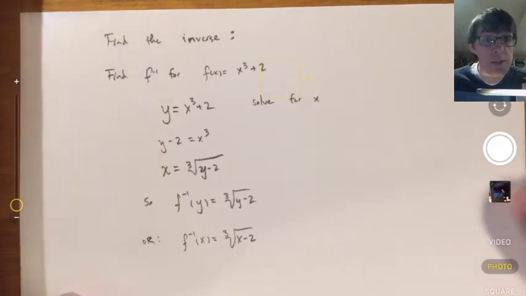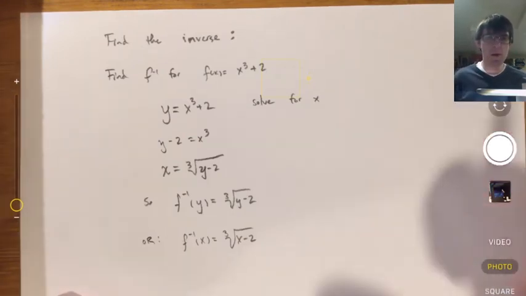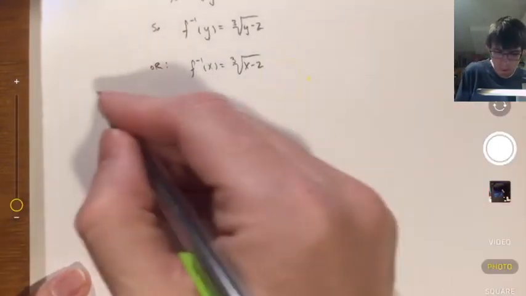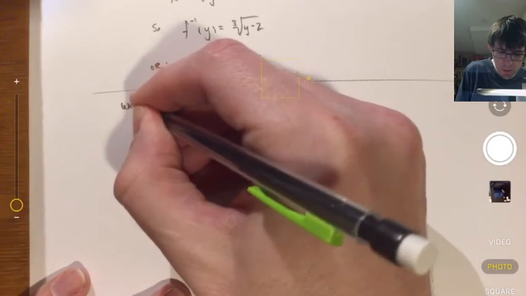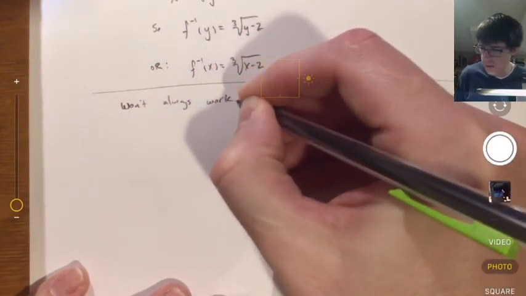Oh, I want to say this procedure here doesn't always work. This was kind of a simple example. You have to take the cube root, but it's not so bad. I will just say this won't always work. For example, here's one where it doesn't work out so nicely.